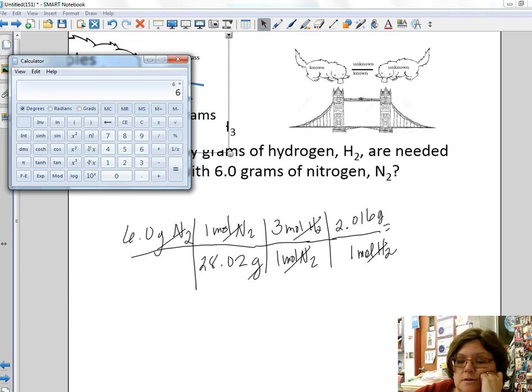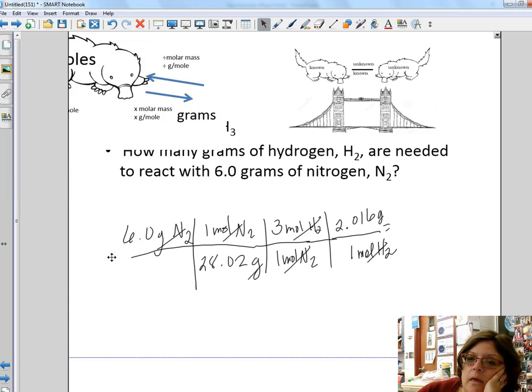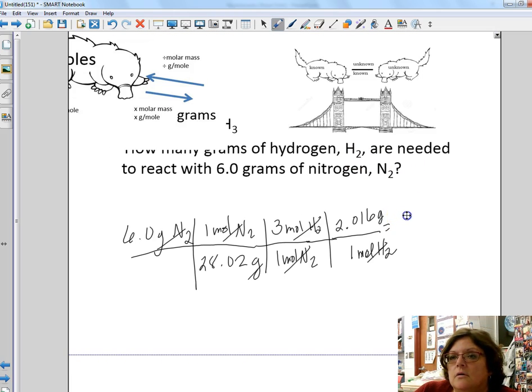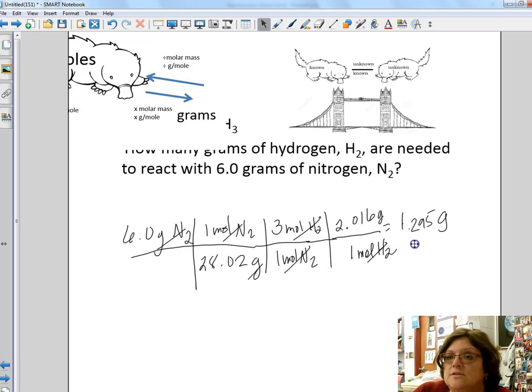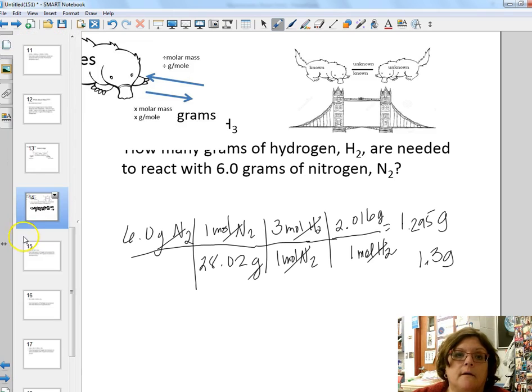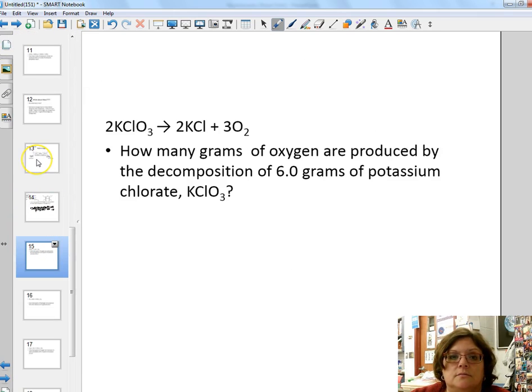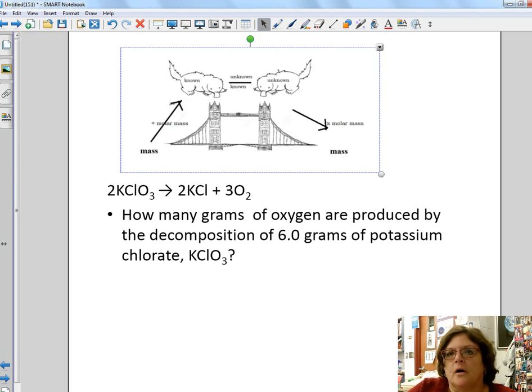Six times 3 times 2.016 divided by 28.02, and there you have 1.295 grams. If we follow with our significant figure discussion, we had 2 sig figs to start, so our answer would be 1.3 grams. Next page. On to the next question.